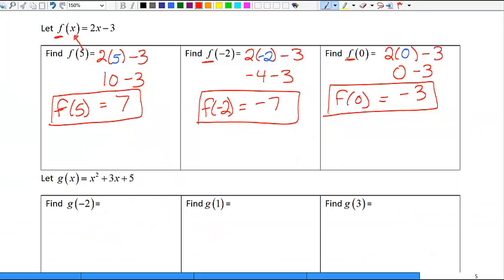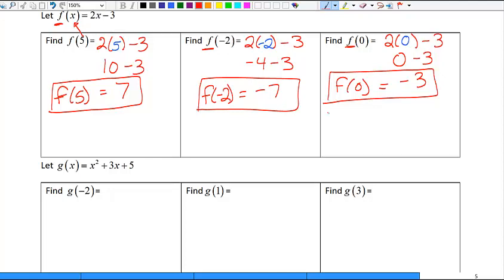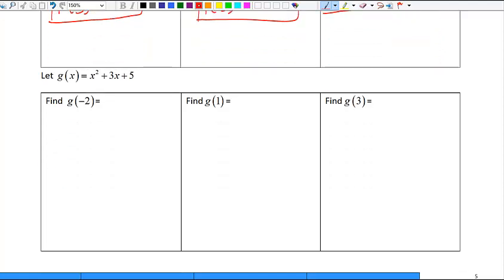On the next three problems, I have a new function g. g of x is equal to x squared plus 3x plus 5. And I'm going to evaluate the function at three different values. The first one says g of negative 2. So I'm using this g function this time. Let's use purple.